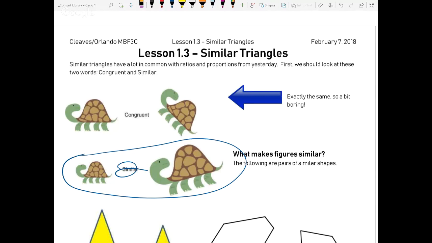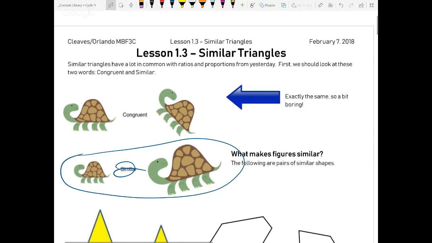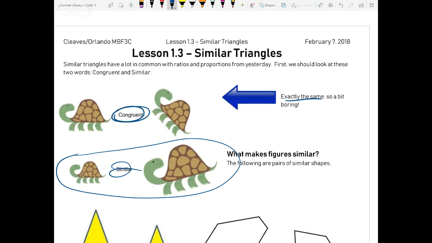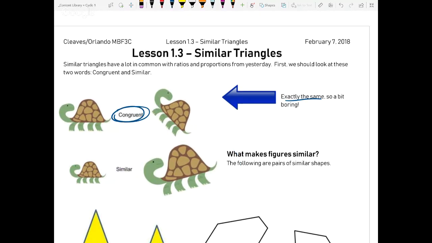Does that make sense? So these two tortoises, they are the exact same shape. So exactly the same shape, we call that congruent. But what does it mean that these two things are similar? Same shape, just larger. Yeah, larger. Or if we were talking about this one, we would say it's the same shape, but smaller.